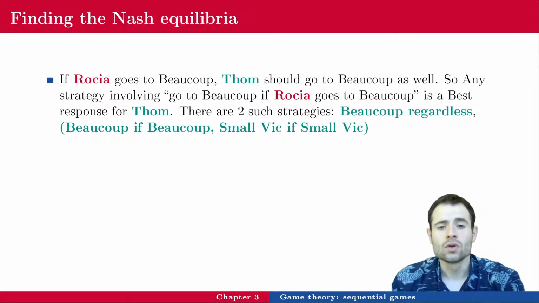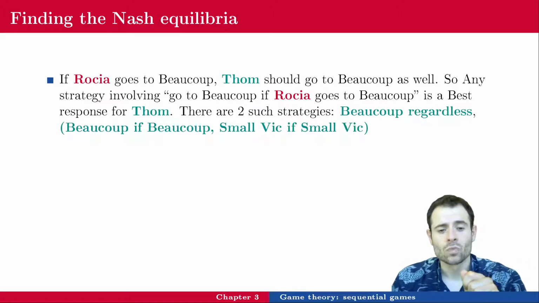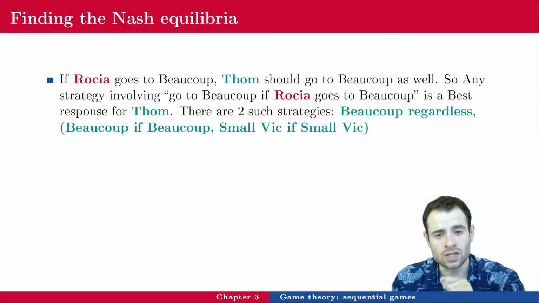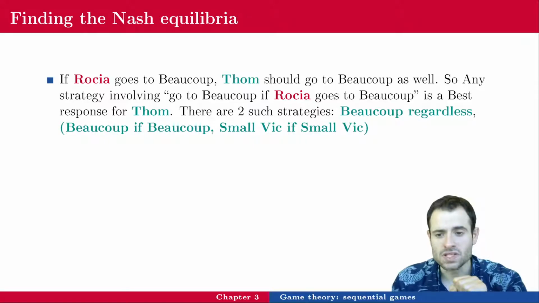And there are 2 such strategies. The strategy Boku regardless, where Tom goes to Boku no matter what. And the strategy where Tom goes to Boku if Russia went to Boku, and he goes to small victory if Russia went to small victory. In each of these 2 strategies, Tom ends up at Boku when Russia goes to Boku. So these 2 strategies are best responses to Russia going to Boku.